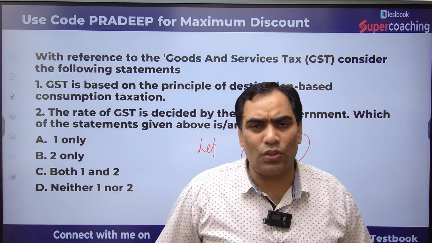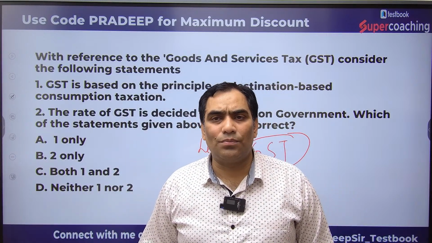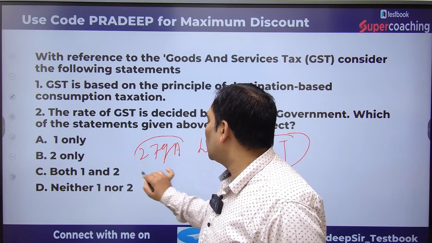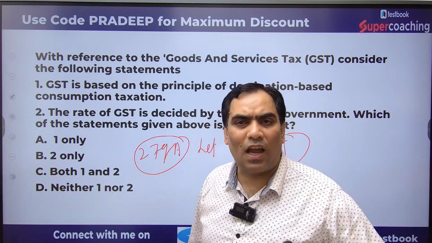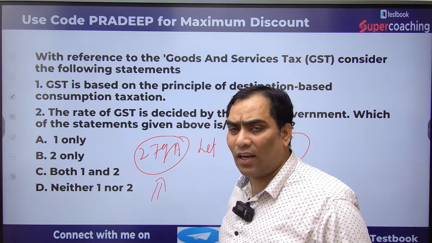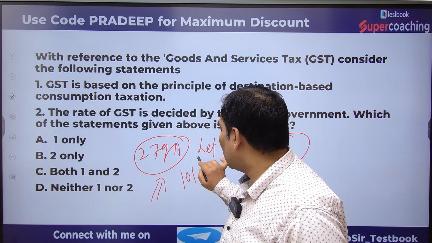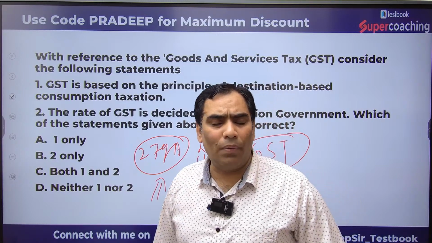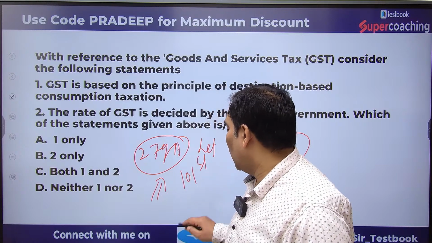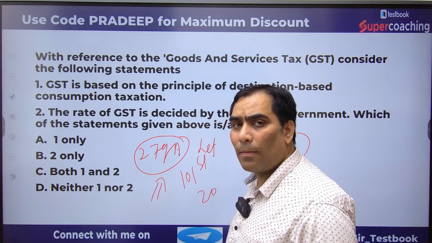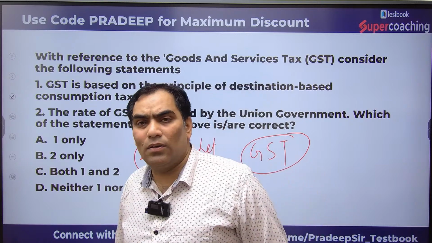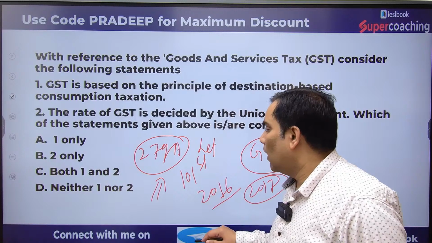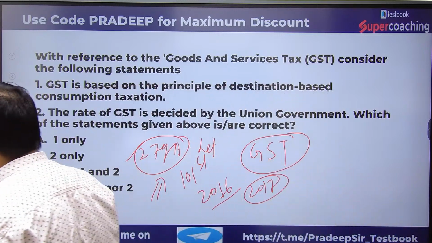Good, Sokat. Very good. 279A. So it is the constitutional provision, and it has been inserted in the Constitution through the 101st Constitutional Amendment Act, in 2016 or 2017, sorry. So this is inserted through the Constitutional Amendment Act, and that is 101.